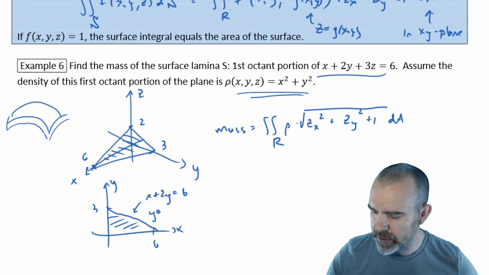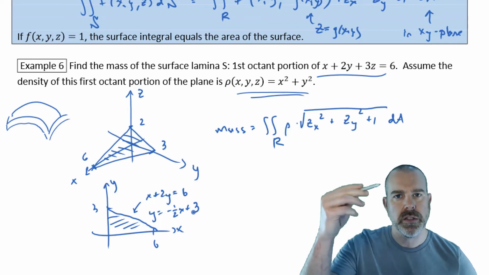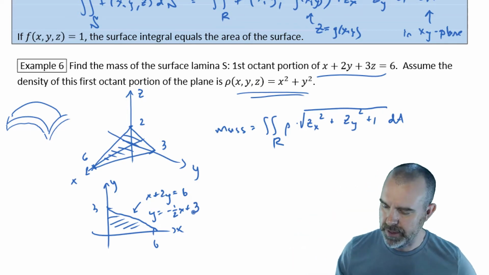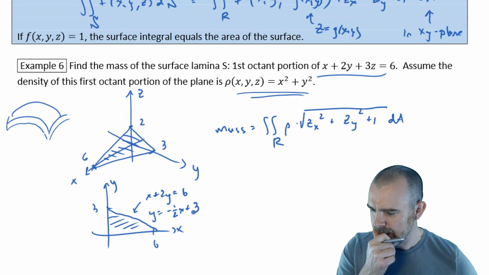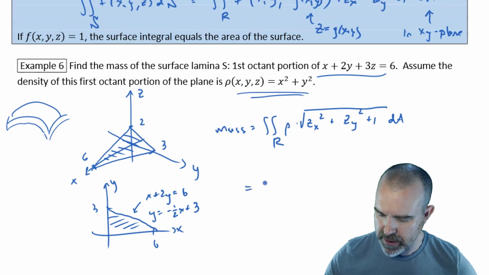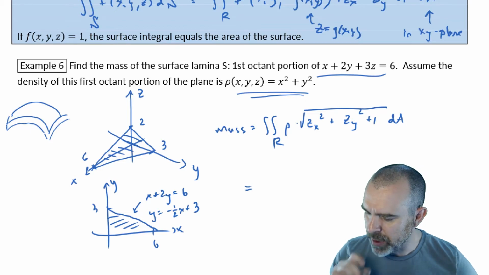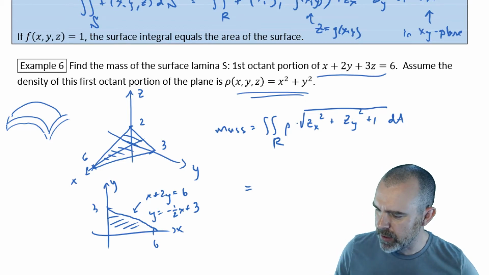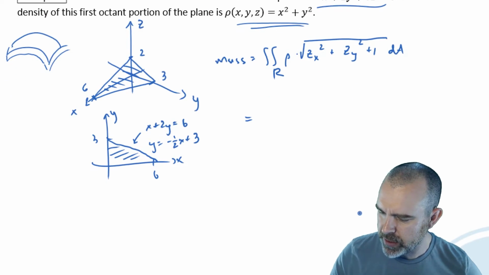Otherwise, you could solve this here and get y equals negative 1/2 x plus 3. Right, starts at 3, slope is negative 1/2. Either way. Okay, so let's see here. Oh, we need to get those partial derivatives, don't we? Okay, so let me go down, get some more space here.